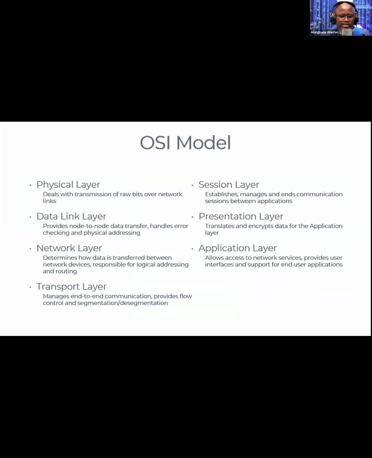Can we all type OSI model, everybody? OSI model.